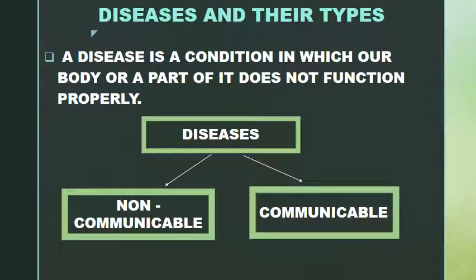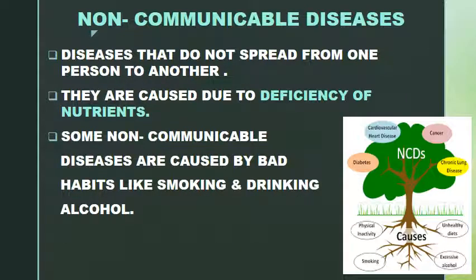Now first we will study about diseases and their types. So what is a disease? Students, a disease is a condition in which our body or a part of it does not function properly. Diseases are caused due to many reasons, and generally diseases are of two types: non-communicable and communicable. So first we will study about non-communicable diseases.